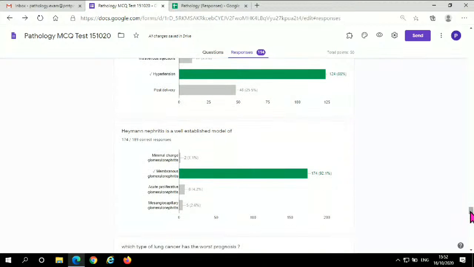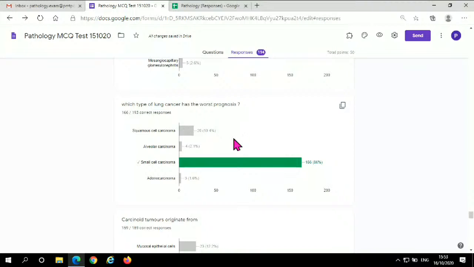Heymann nephritis is a well established model of, yes, good, most of you have given membranous glomerulonephritis. It is the rat model, where the tubular epithelium is removed from the rat and injected into a rabbit, and the antibodies received from the rabbit are re-injected into the rat, and we see membranous glomerulonephritis. So that is Heymann's nephritis, an example of membranous glomerulonephritis in human beings.